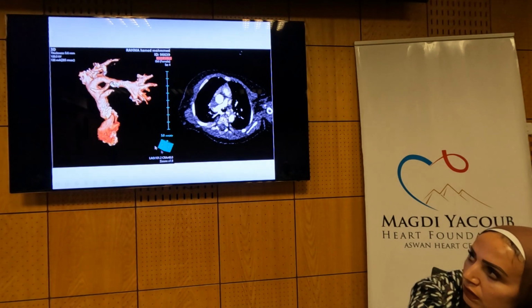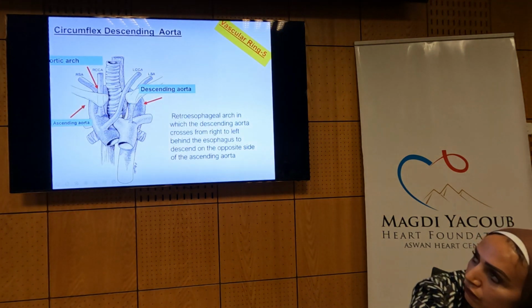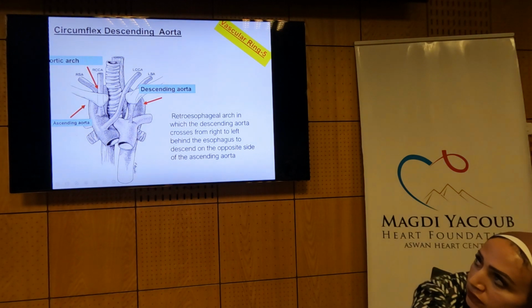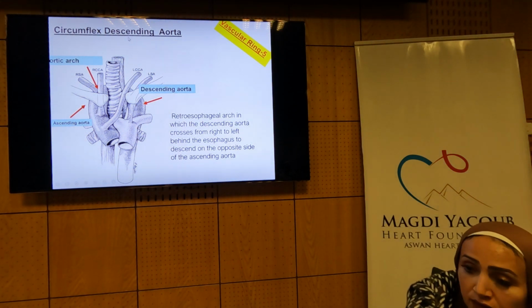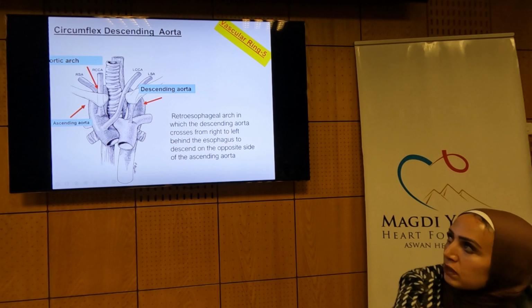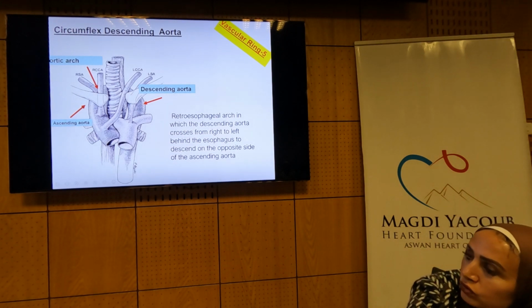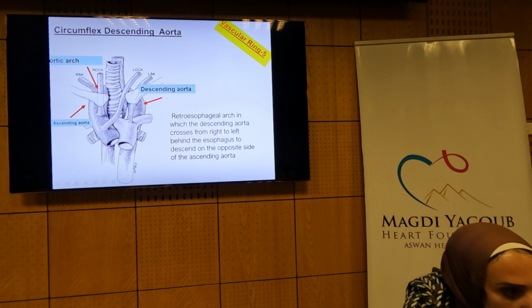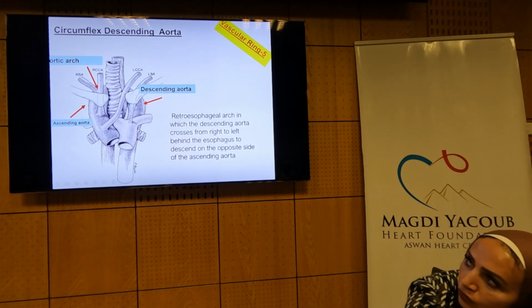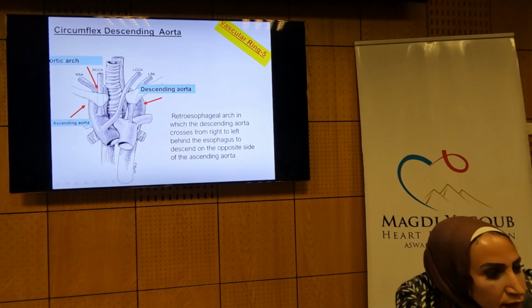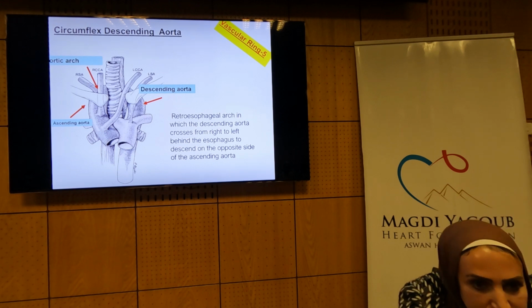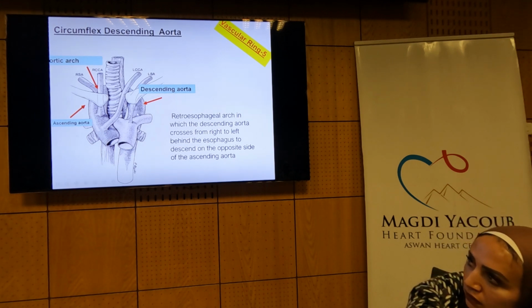Okay, the last type of vascular ring is the circumflex descending aorta. It's very rare, but it has been reported. What does it mean? Here we have a retroesophageal course of the descending aorta. So you have the ascending aorta, and instead of having the arch as an anterior structure, this arch will pass behind the trachea and esophagus and descend on the opposite side. So you have here the vascular ring.